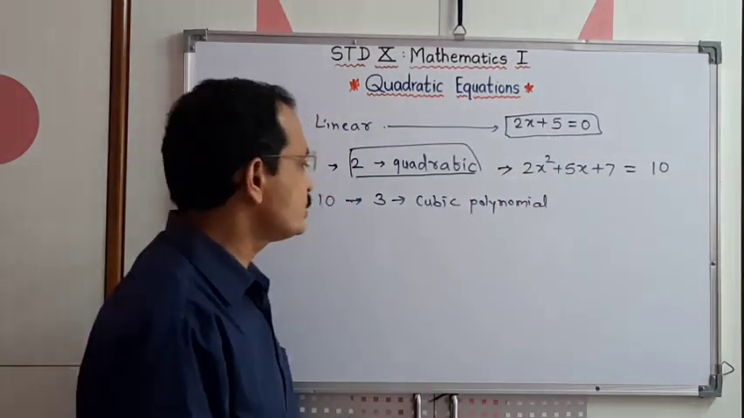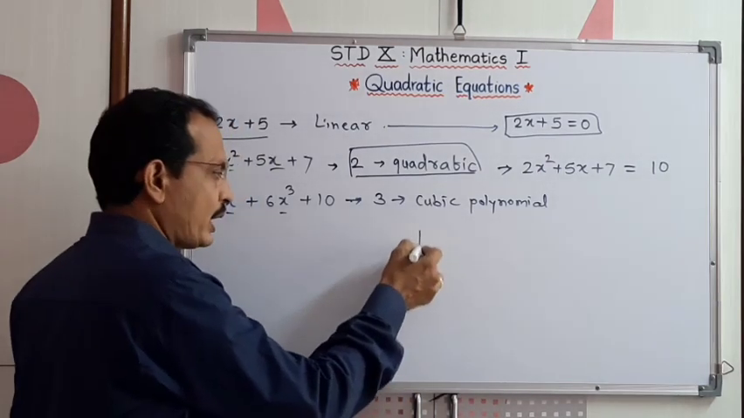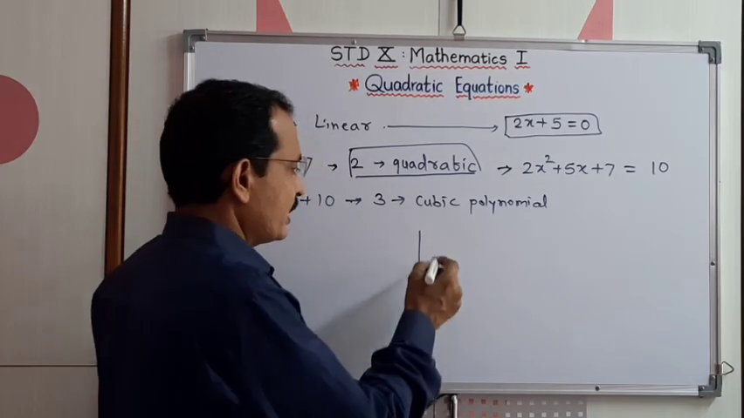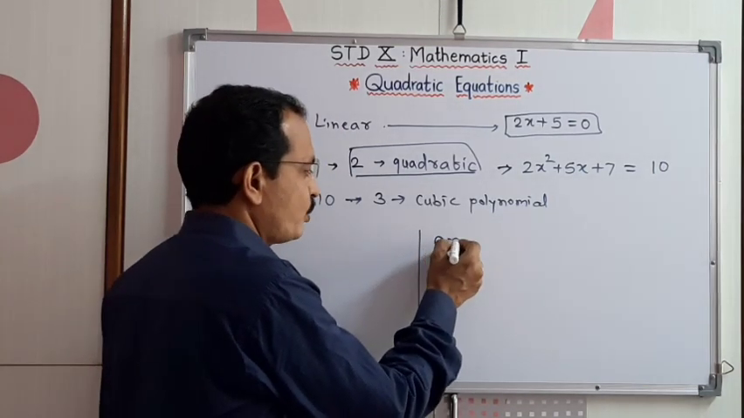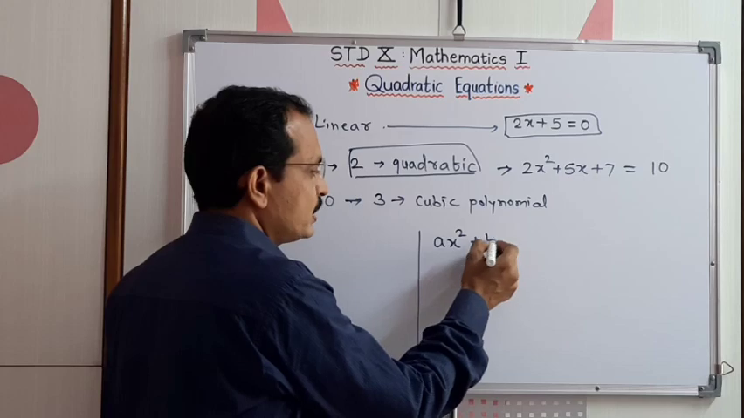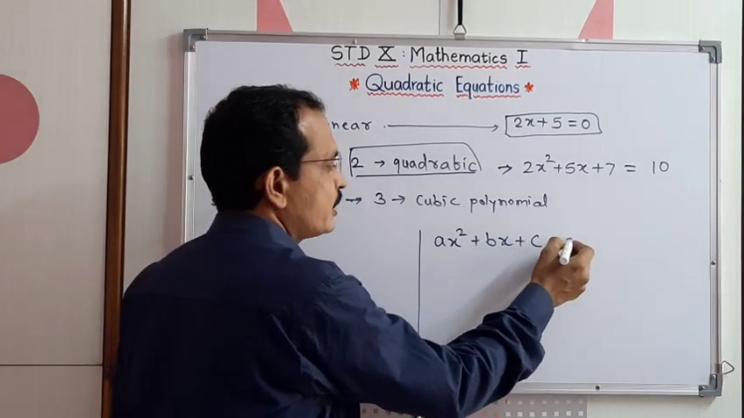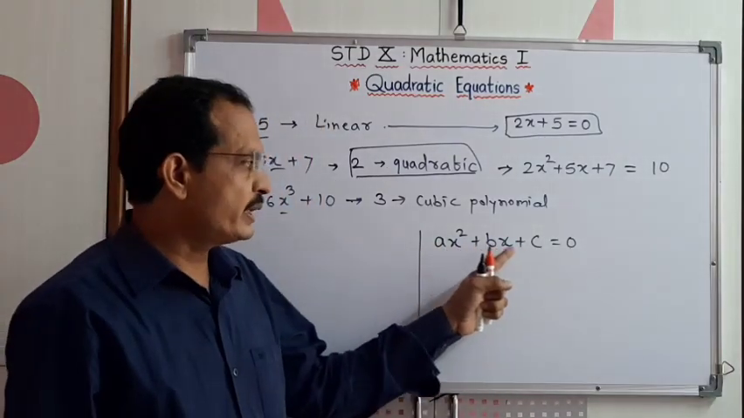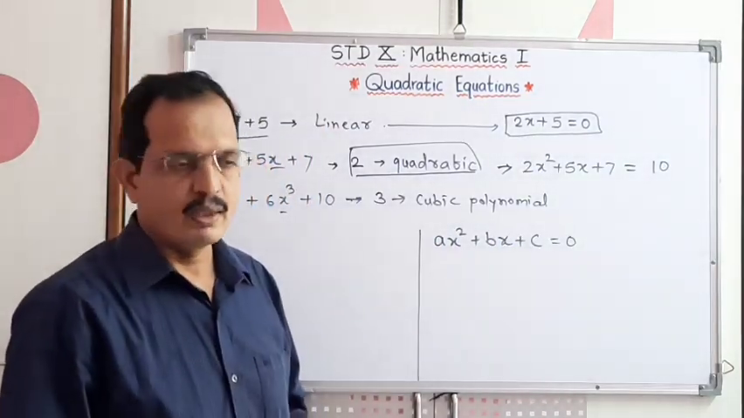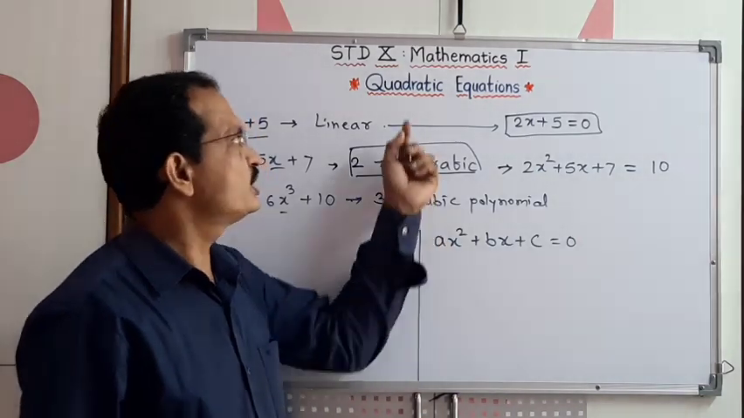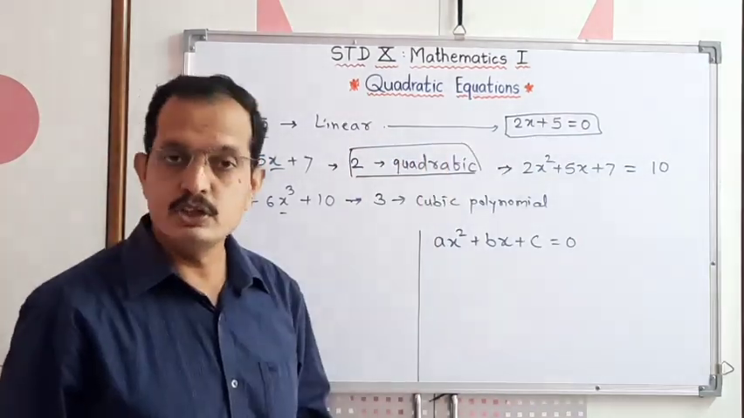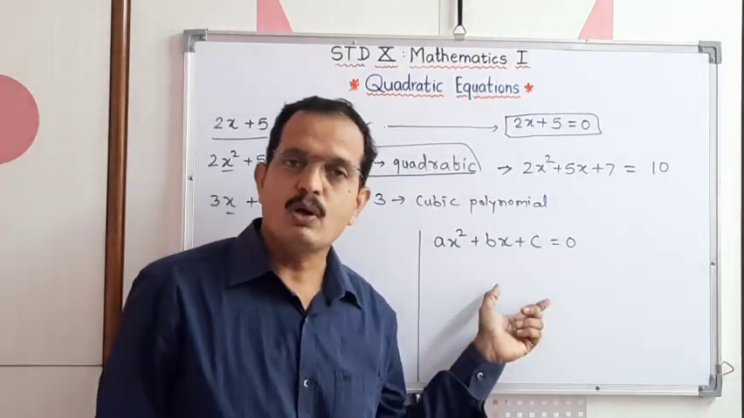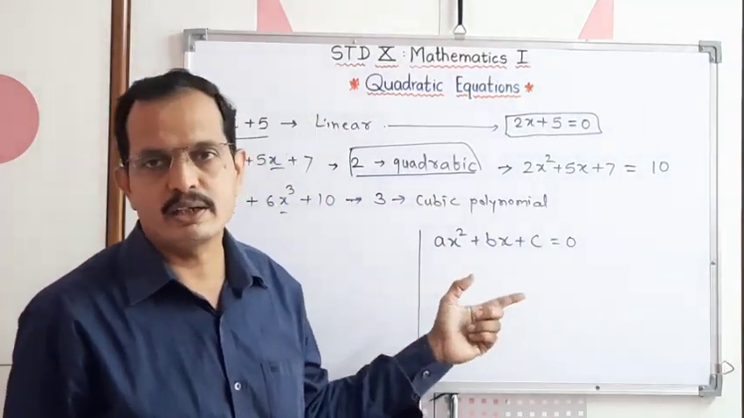Now if we want to see exactly what a quadratic equation is, any equation which is written in the form ax square plus bx plus c equal to 0 is called a quadratic equation. In short, this is the general term or the standard form of a quadratic equation.